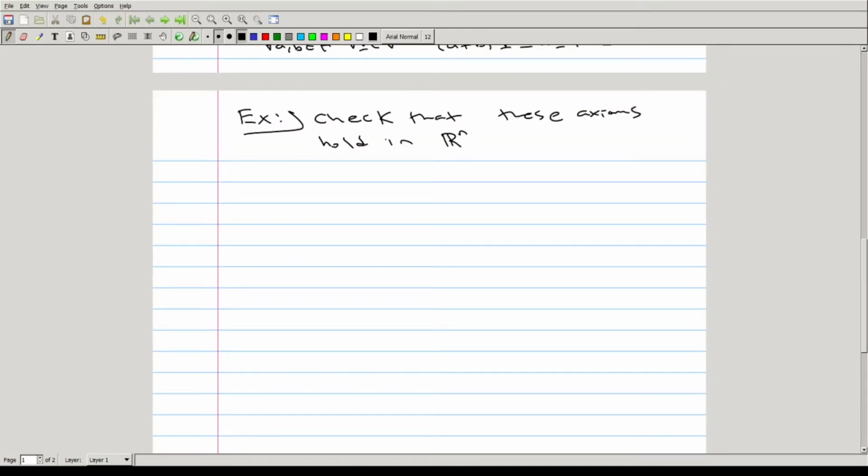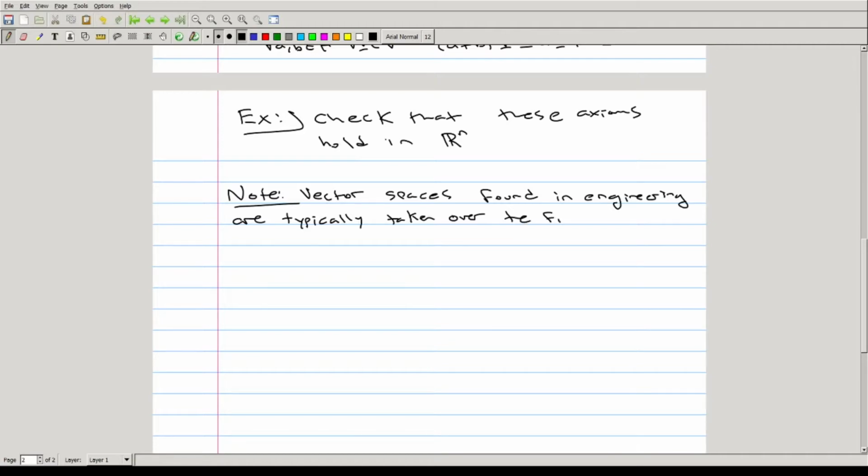So I want to make a note here that vector spaces found in engineering or used in engineering are typically taken to be over a field of real numbers or complex numbers, but really any field can be used to define a given vector space.